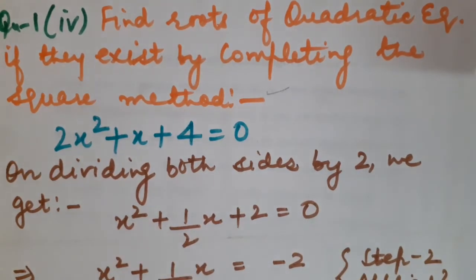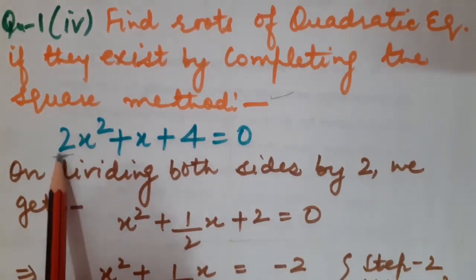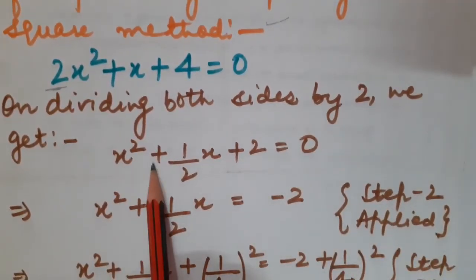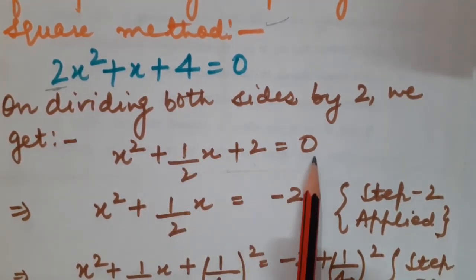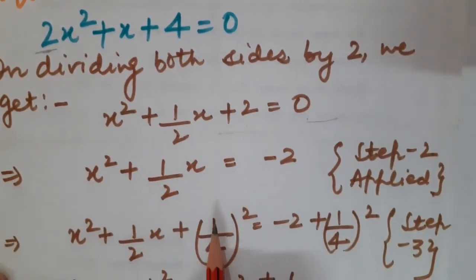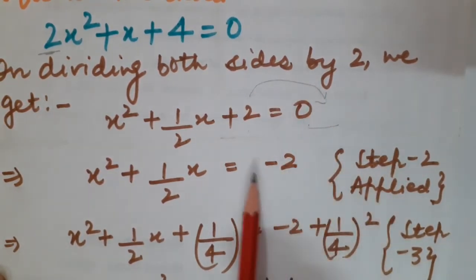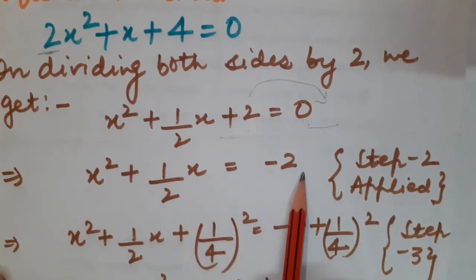Okay, let us recall the steps first of all. Make the numerical coefficient of x square as 1. But what is present over here? This is 2. So definitely I have to divide this complete equation by 2. So I will get x square plus 1 by 2x plus 4 upon 2, that would give you 2, is equal to 0 upon 2, that is 0 only. Okay. Now we have to take the constant term on right hand side. It would become x square plus 1 by 2x is equal to minus 2.